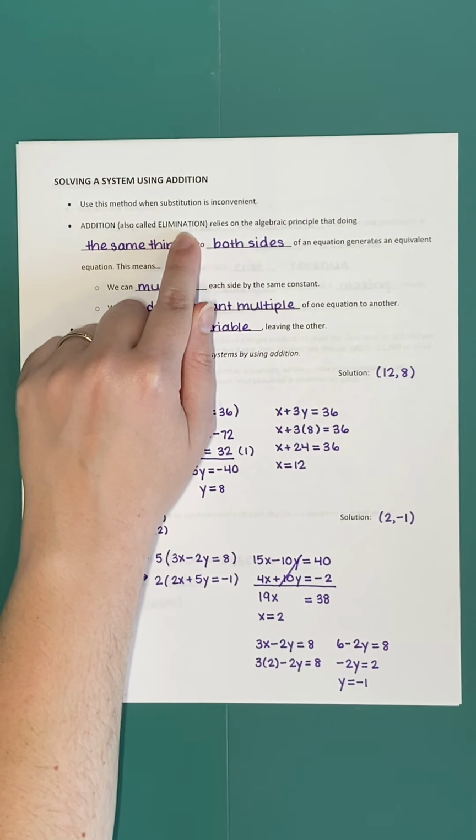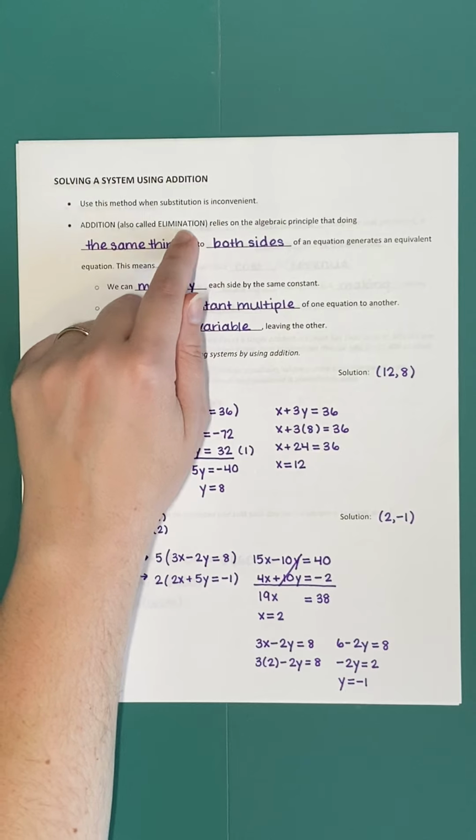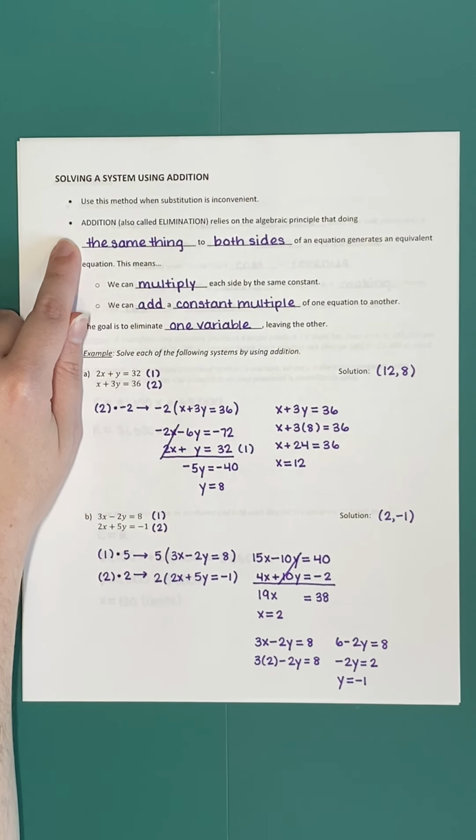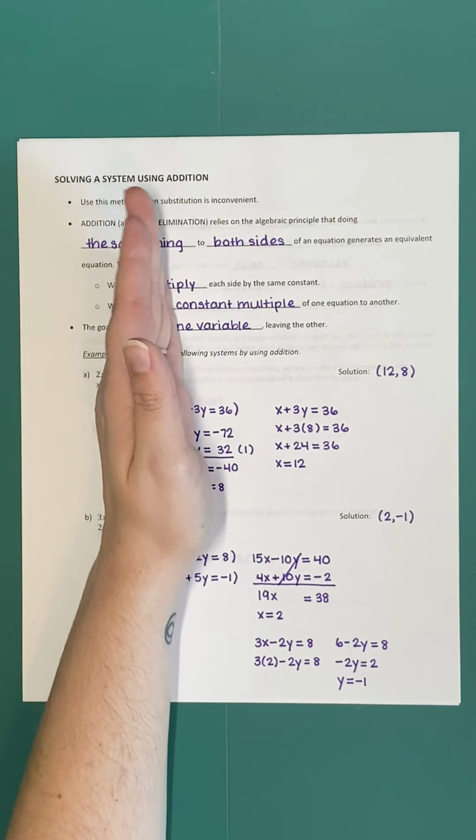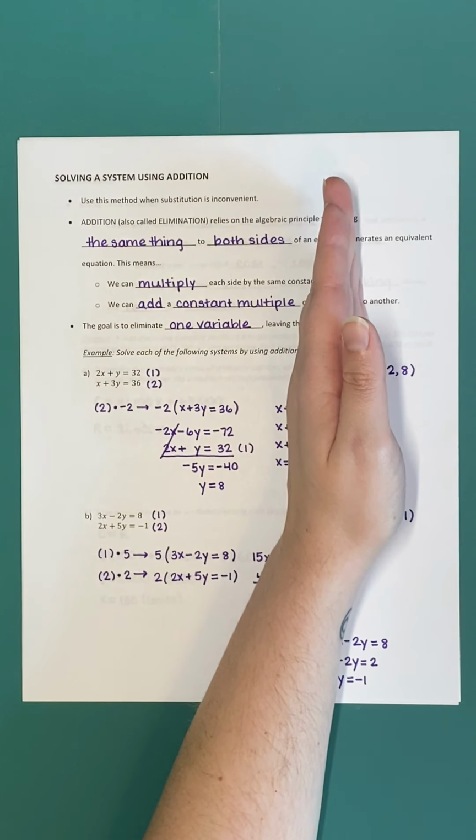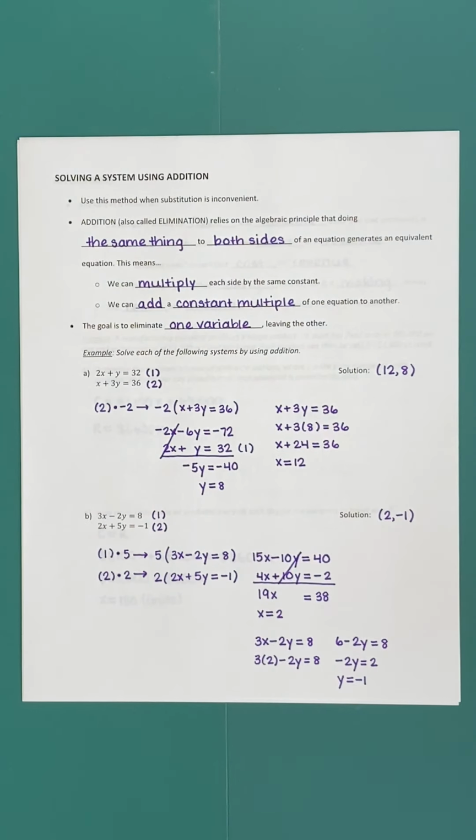Same concept. Essentially, it relies on this algebraic principle that doing the same thing to both sides of an equation generates an equivalent equation. In other words, you do something on one side, as long as you do the same thing on the other side, then everything remains in balance and you still have something equivalent to what you started with. Now, from a practical standpoint, what does this mean in terms of how we're going to use this idea of keeping the equation in balance? It's going to mean 2 things for us.